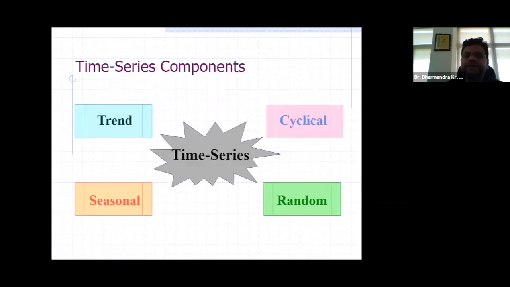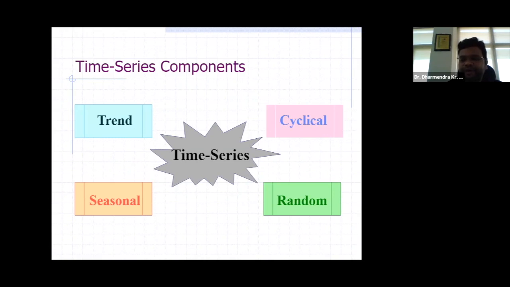In another way, a time series basically has four components. This time series data is constituted of four components: trend, seasonal, cyclic and random. These are the four factors which affect a time series data.